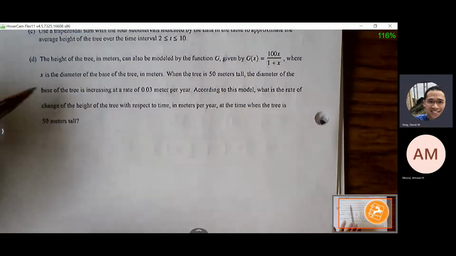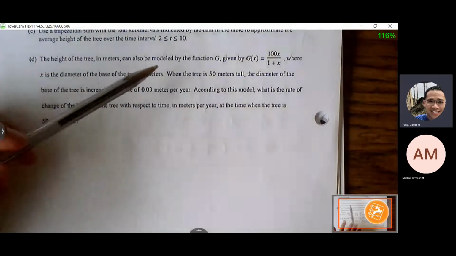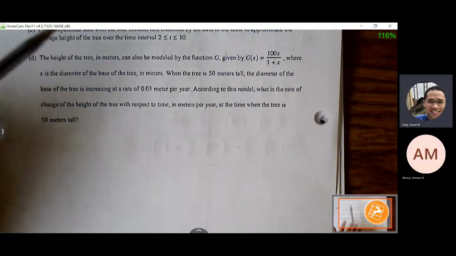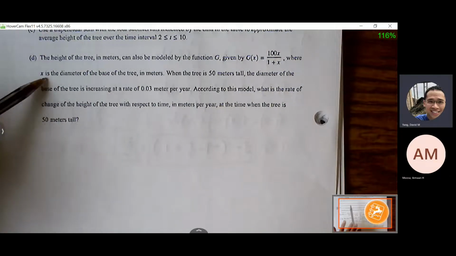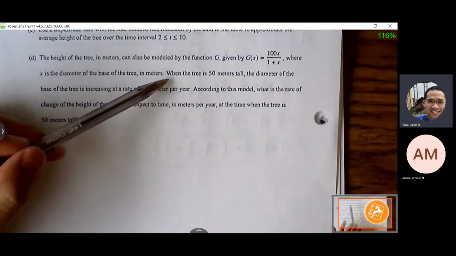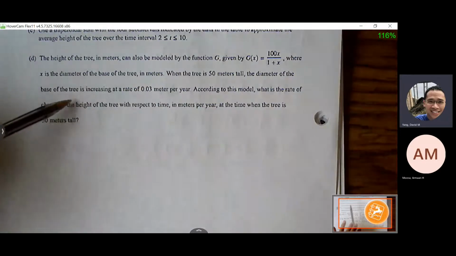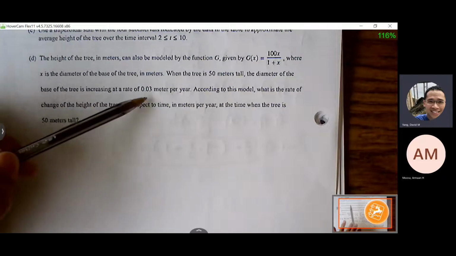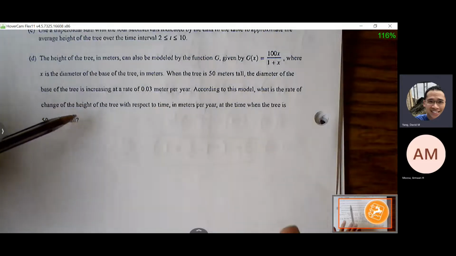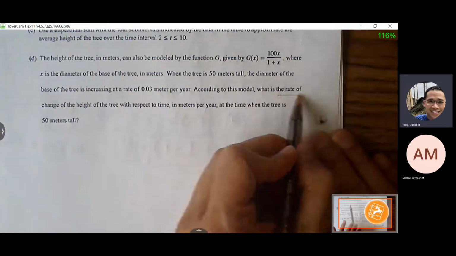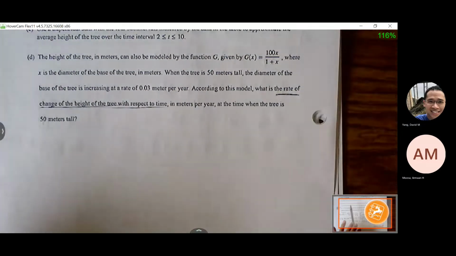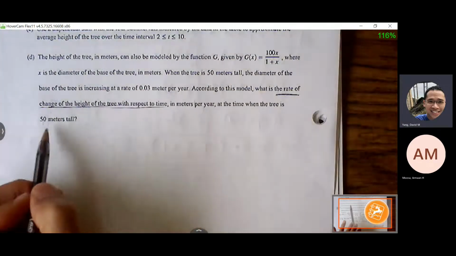Part D says the height of a tree in meters can also be modeled by the function g given by g of x, where x is the diameter of the base of the tree in meters. When the tree is 50 meters tall, the diameter of the base is increasing at a rate of 0.03 meters per year. According to the model, what is the rate of change of the height of the tree with respect to time in meters per year at the time when the tree is 50 meters tall?